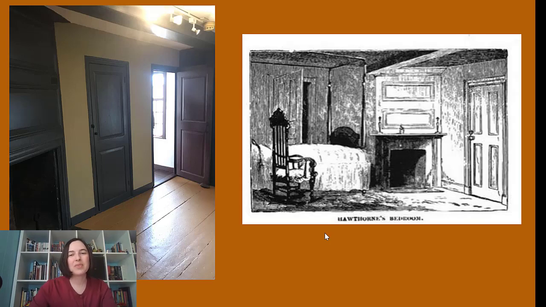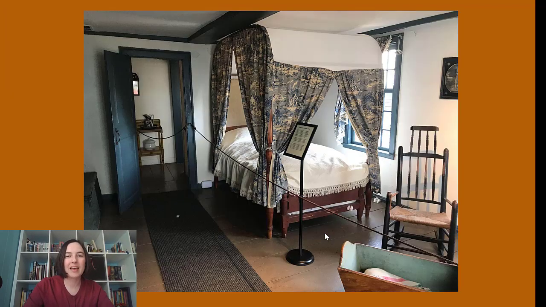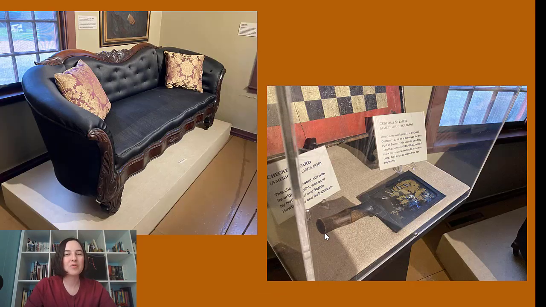This is the room that Nathaniel Hawthorne was born in on the second floor. And this is probably his parents' room. Nathaniel Hawthorne's father was a sailor, and when Nathaniel was 4 years old, his father died at sea. These are a few of the other artifacts you can see if you get to visit Nathaniel Hawthorne's birthplace someday.